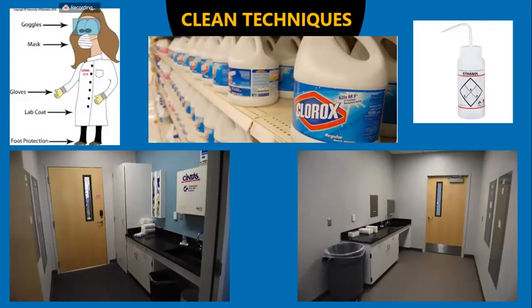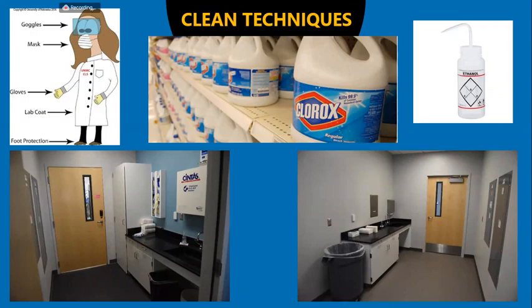So here's some examples of our setup. On the bottom left is where you'd enter the lab, and you have space to put on gloves and masks, wash your hands, do that kind of thing before you enter into the lab. The picture on the far right is an exit of our lab where you can wash your hands and dispose of your PPE before you enter into common laboratory spaces.